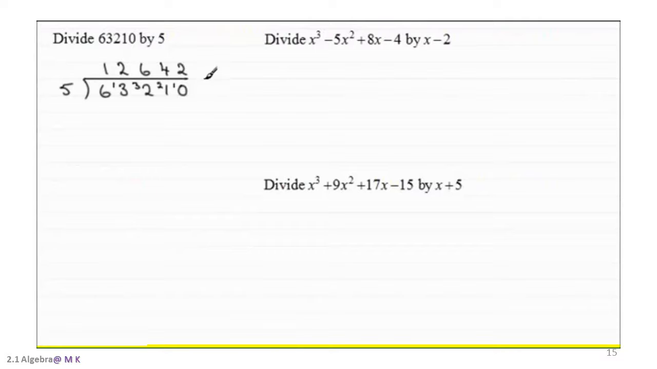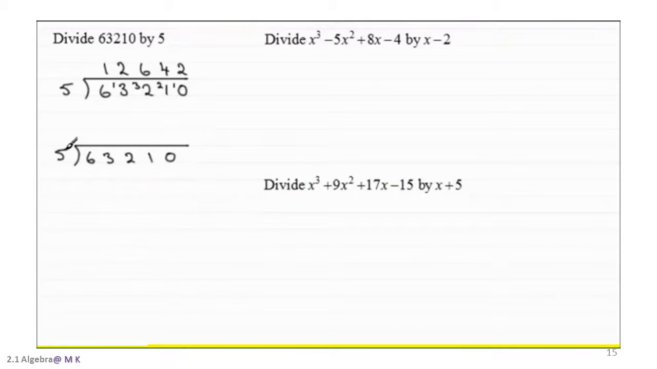Now, not too difficult, I hope, but I want to show you now how we can set this out by a different method. Same answer obviously, but the method we're going to use is long division. And so we'll do exactly the same sum. We'll do 5 then into 63210, 63,000 then 210.